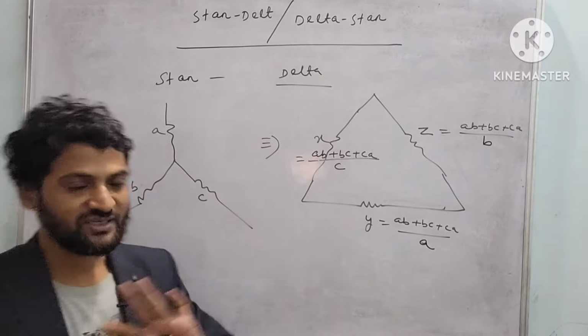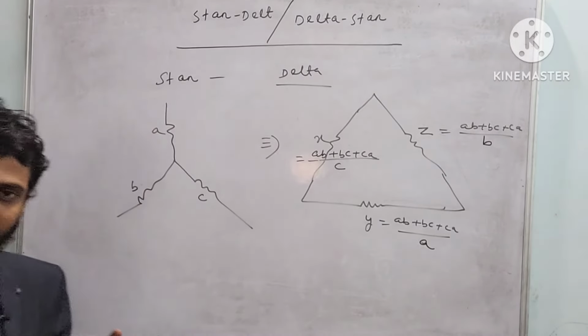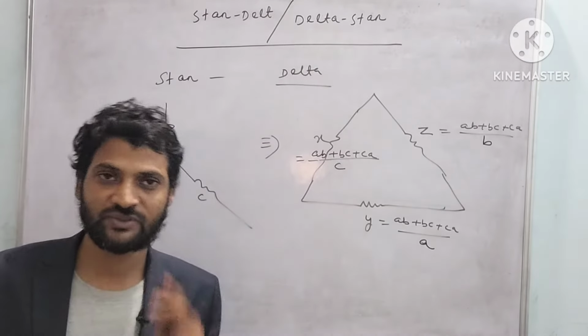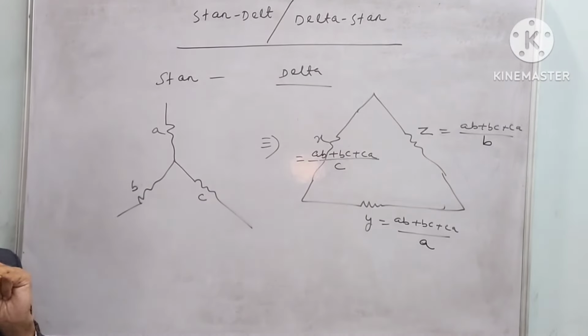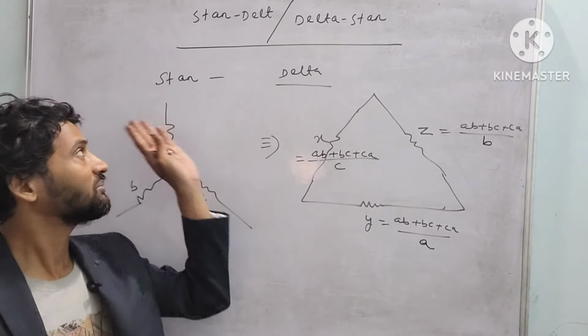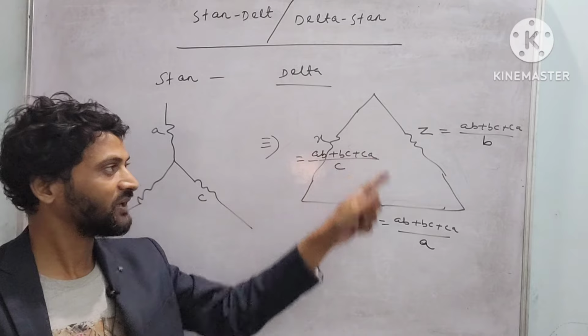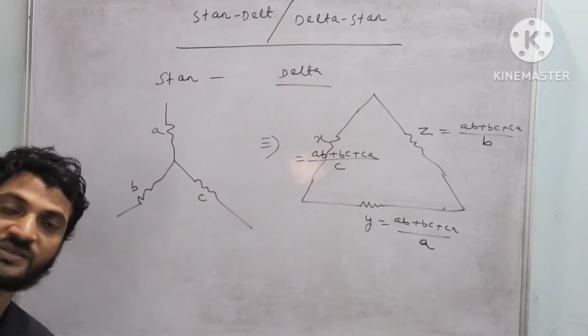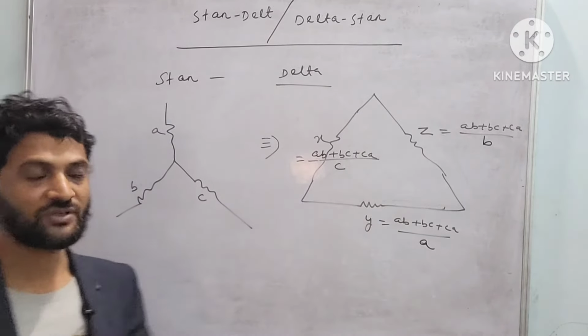To remember this formula, it's very easy. For delta connected circuit, the denominator part is fixed, which is A plus B plus C, and the numerator part will be the multiplication of adjacent sides. And from star to delta, the numerator part is fixed, which is AB plus BC plus CA, and the denominator part is the opposite resistance.